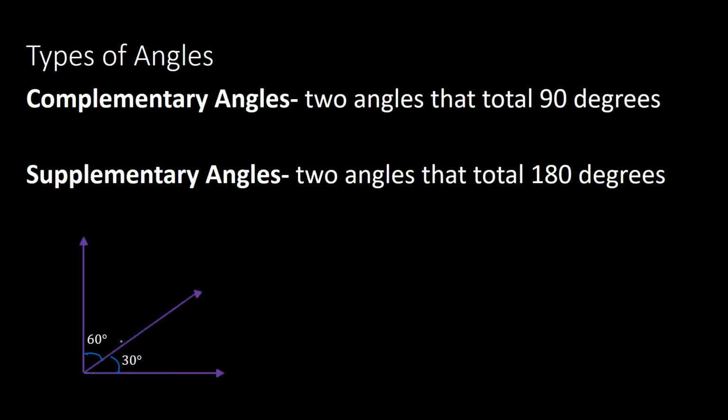Supplementary is another type of angle, and those are two angles that total 180 degrees. For example, we see here this angle is 130, and this angle over here is 50. If we add 130 plus 50 together, we get 180. So these two angles put together are supplementary angles. Notice the difference once again between a straight angle, which is just one angle that's 180 degrees, whereas supplementary angles are two angles that total 180 when you add them together.